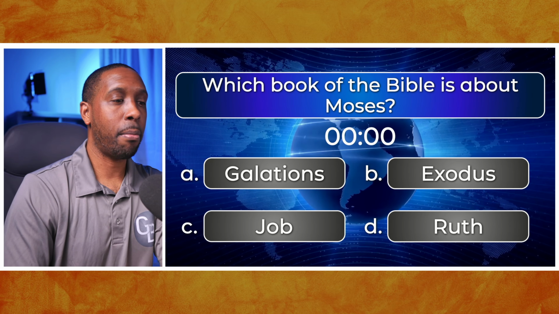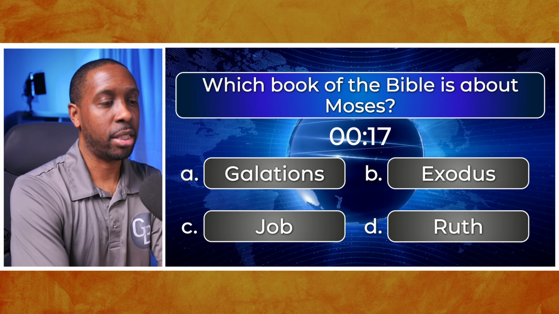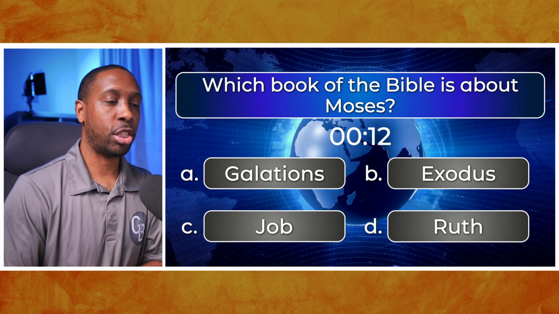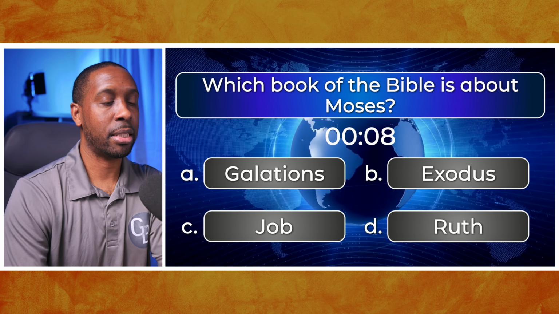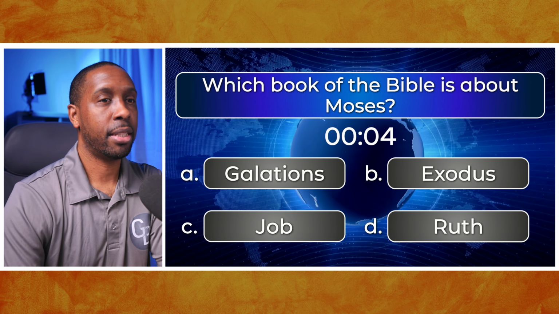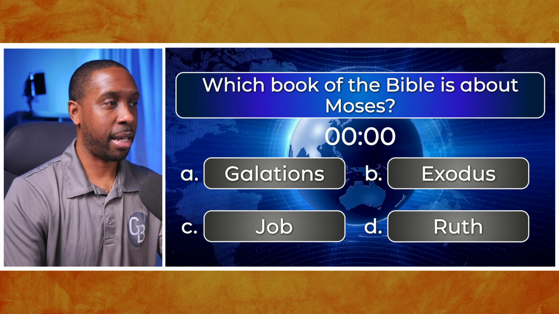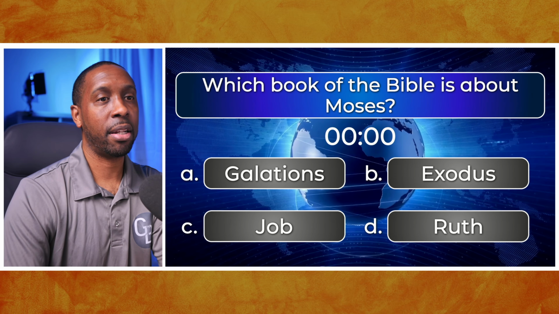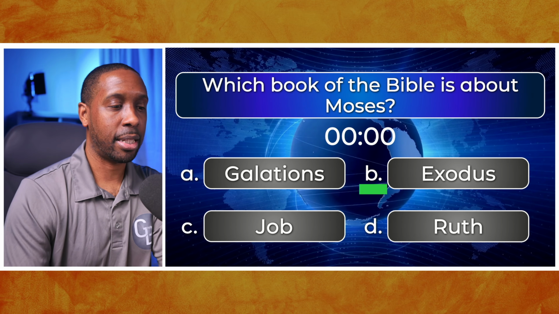All right. Which book of the Bible is about Moses? And they got 20 seconds to think about it. Is it A, Galatians, B, Exodus, C, Job, or D, Ruth? Which book of the Bible is about Moses? All right. And they're thinking about it. In the meantime, I'm over here putting in my answer and I'm ready to show it when the time is up. People are giving their guesses. And the answer is B, Exodus.